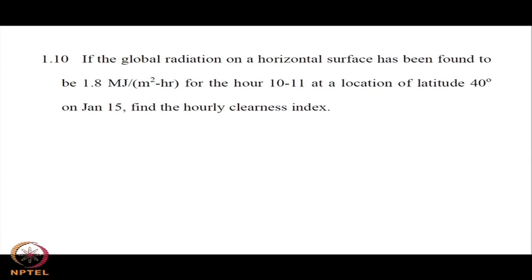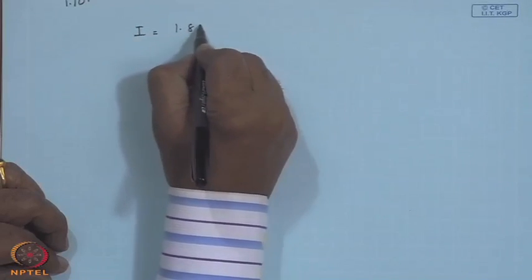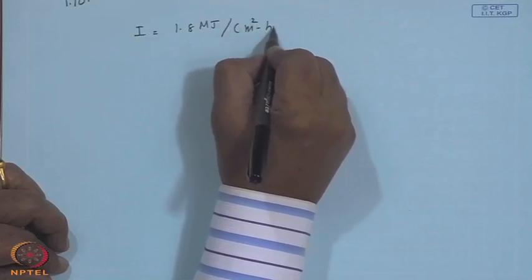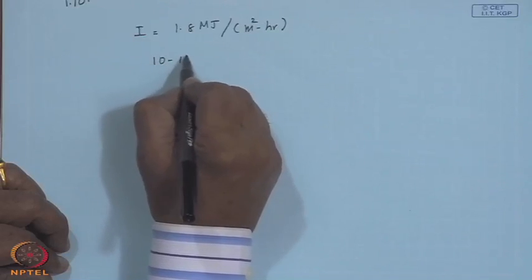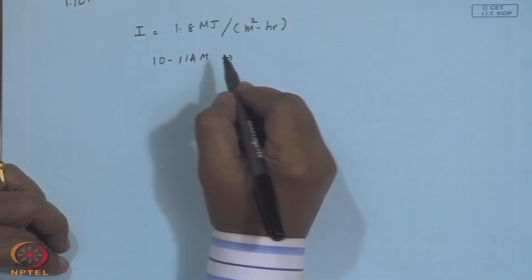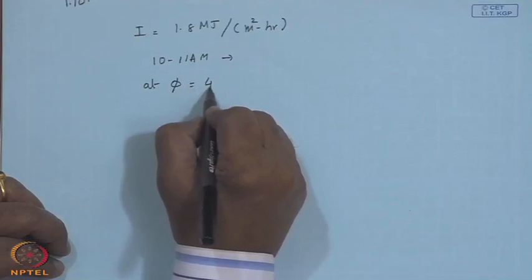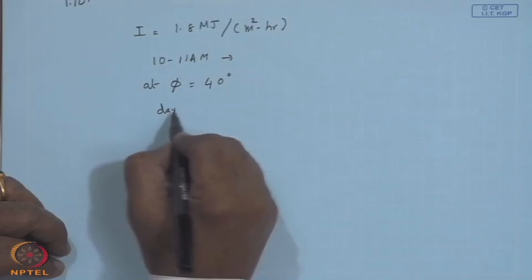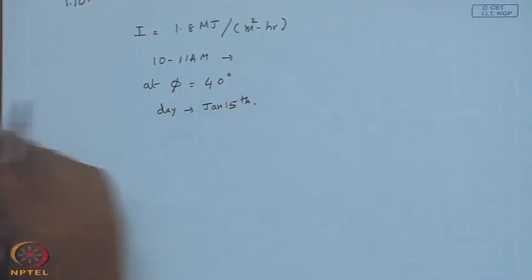daily. So, as per our notation, we are given I equal to 1.8 megajoules per meter square hour. The day time is 10 to 11 a.m. These will come to hour angles at a location of latitude 40 degrees, and the day is January 15th.